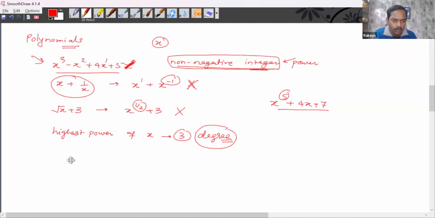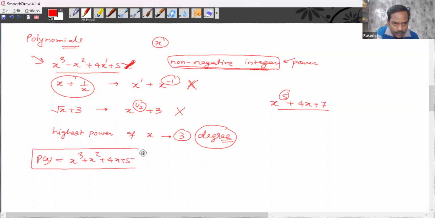For example, the same polynomial x cube plus x square plus 4x plus 5. This is one of the polynomials. I may call it p of x. I read it as p of x. So whenever I have defined this here, whenever I'm writing p of x, it will denote this entire expression or polynomial, right? So it's not necessary that p of x is the only way of denoting it. We can have q of x, we can have r of x, anything. But a simple notation like p of x or q of x is usually taken to denote any polynomial, right? This is all about polynomials.